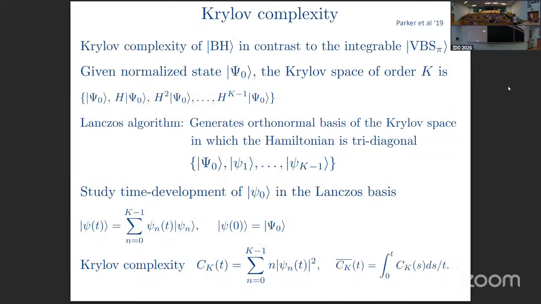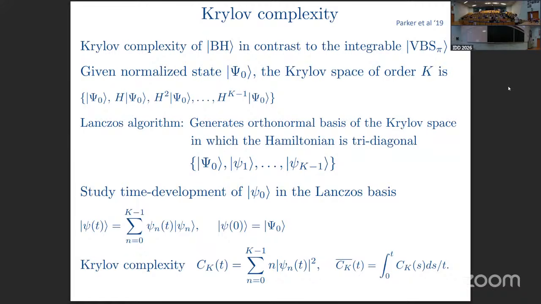The last thing I want to say something about is the Krylov complexity. It's a complexity measure for states. The way you compute it is that if you have some normalized state, which in our case would be the black hole state, then you define the Krylov space of order k as the space spanned by the states you get by acting with the Hamiltonian 1, 2, 3 up to k minus 1 times. Then you use what is known as the Lanczos algorithm to find an orthonormal basis for this space.